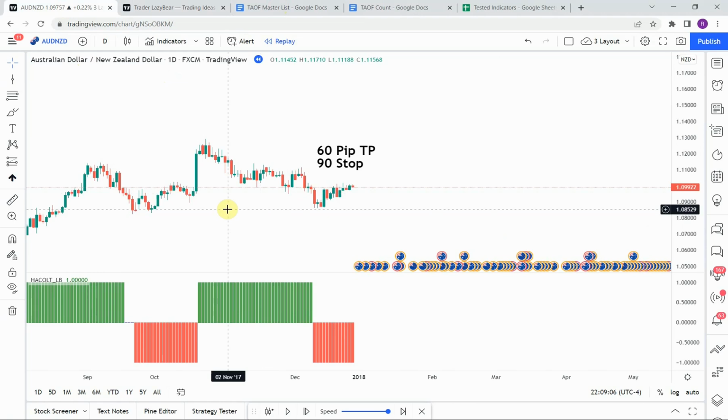Today we will be testing the Heikin Ashi LongTerm Candlestick Oscillator.